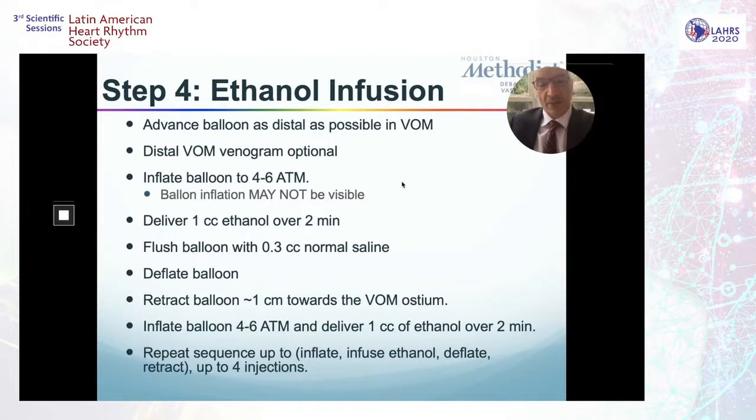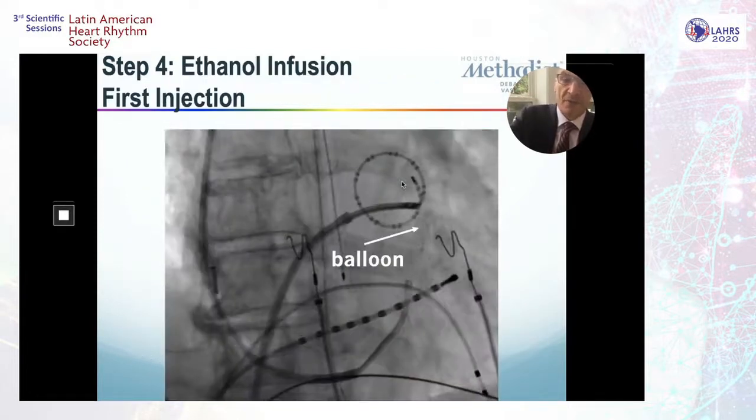Deflate the balloon, retract it about 1 centimeter, reinflate the balloon, deliver another cc of ethanol over 2 minutes, and repeat the sequence. Depending on the length of the vein of Marshall, we could do it up to 4 or 5 or 6 times. But we like to inject at sequential positionings of the balloon, usually about 1 centimeter apart from one another, from distal to proximal.